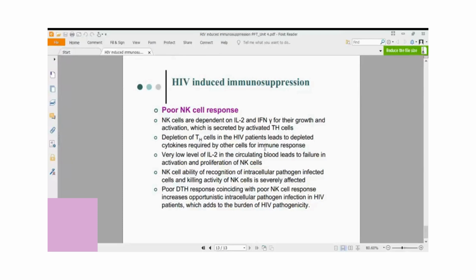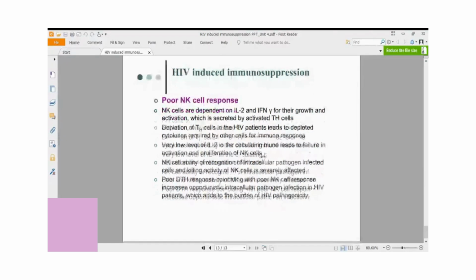And that NK cell response, which coincides with the DTH response, remember that DTH and NK cell are both responsible for getting rid of intracellular pathogens. And whenever the intracellular pathogens are there, these two responses are very, very important. And both are not available at that time. And hence the person will have to suffer from the infection continuously. And this is the terminal stage.